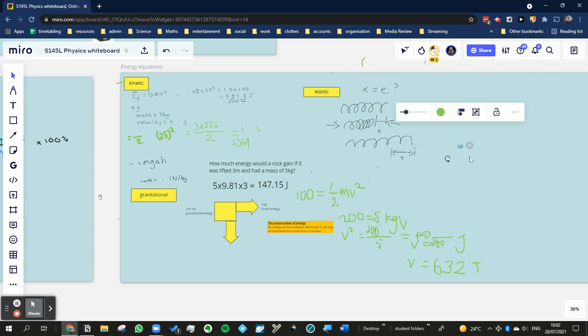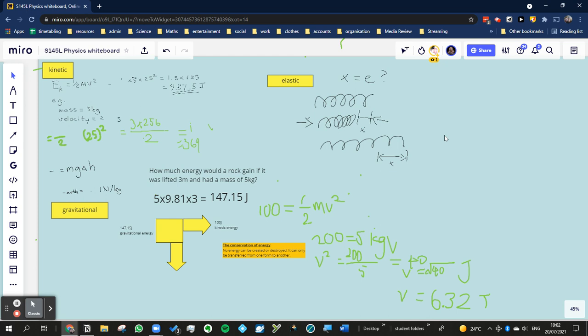Okay. So how do we work out elastic energy? Well, elastic energy, which is going to be E subscript E, is equal to half, very similar to kinetic energy, half times this k value multiplied by x squared. Now, the k value is what we call the spring constant.